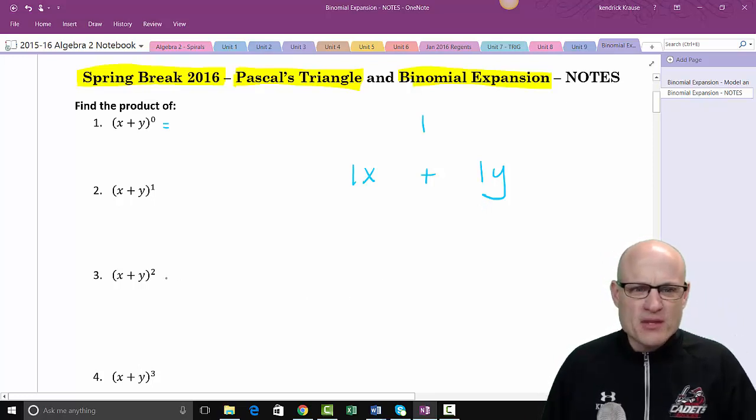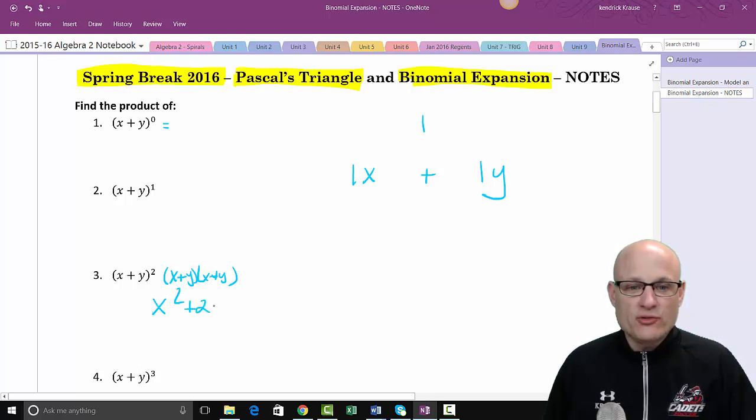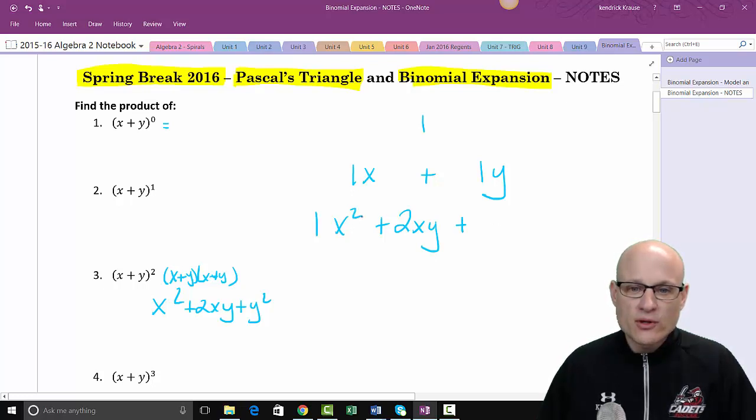So now this one, we have to write as (x + y) times (x + y). I'm having a hard time writing today. This is x squared plus 2xy plus y squared. So that's 1x squared plus 2xy plus 1y squared. Moving down.